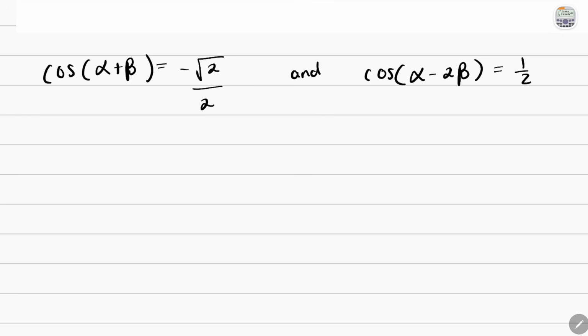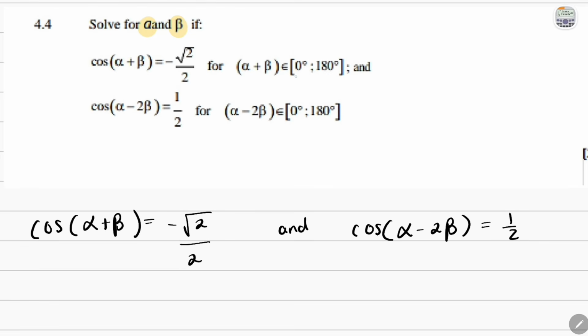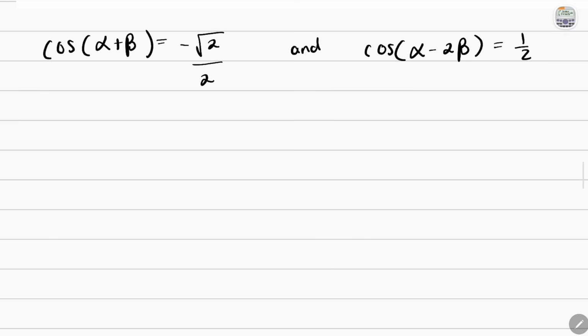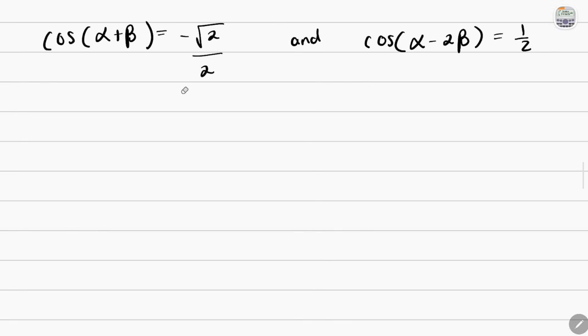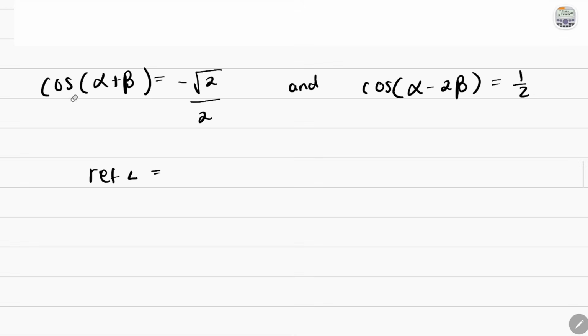But this time I'm not going to use plus k of anything because it's not necessary. They've already told us that we're not just finding general solutions, there's specific solutions. So in this equation, let's go ahead and find that reference angle. We do this by transposing.